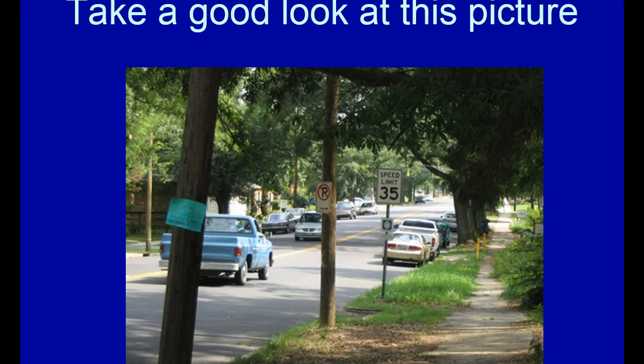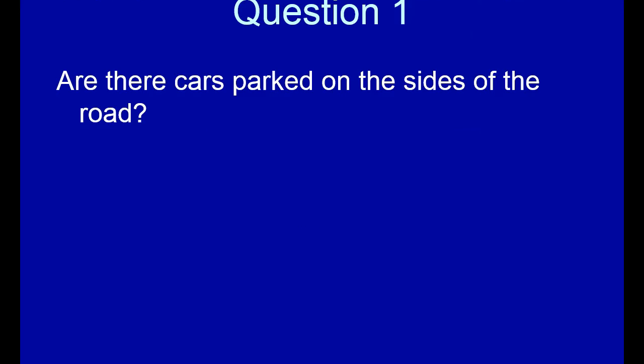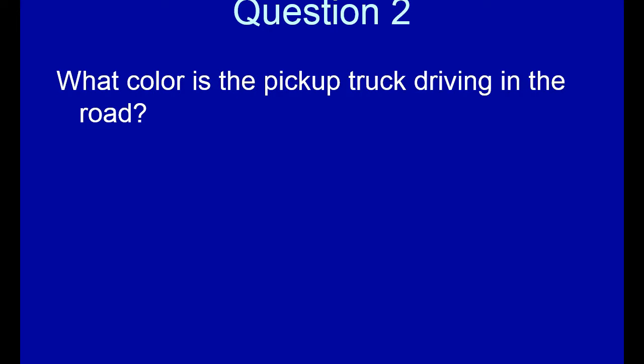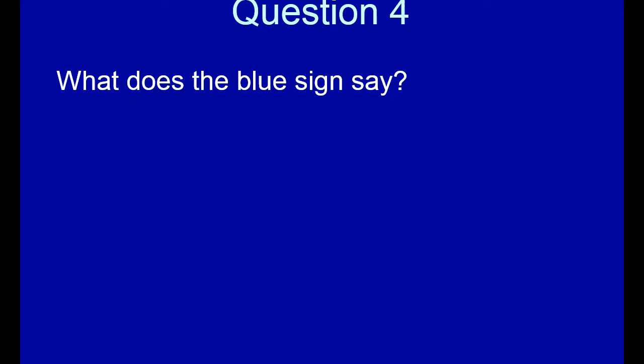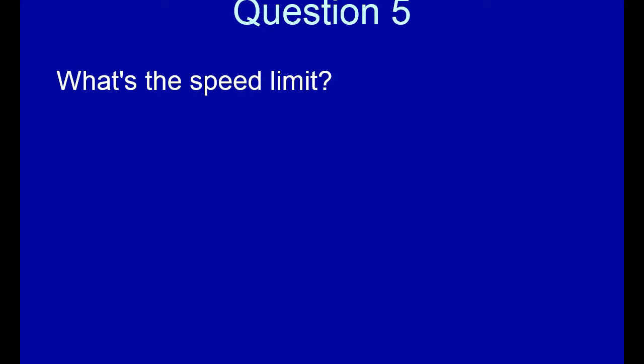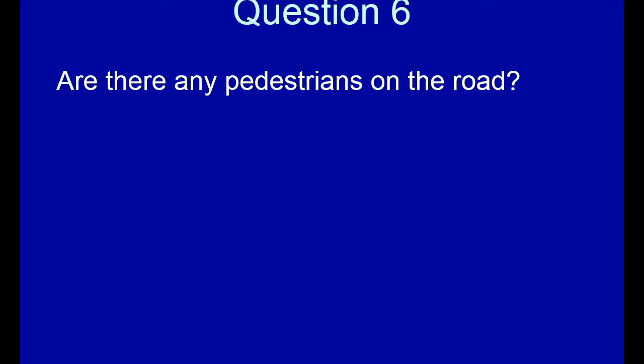All right, so you guys looked at the picture. Are there cars parked on the sides of the road? Do you remember? Don't go back. What color was the pickup truck driving in the road? Are there any minivans around? What does the blue sign say? What's the posted speed limit? Is there anybody walking in the road?